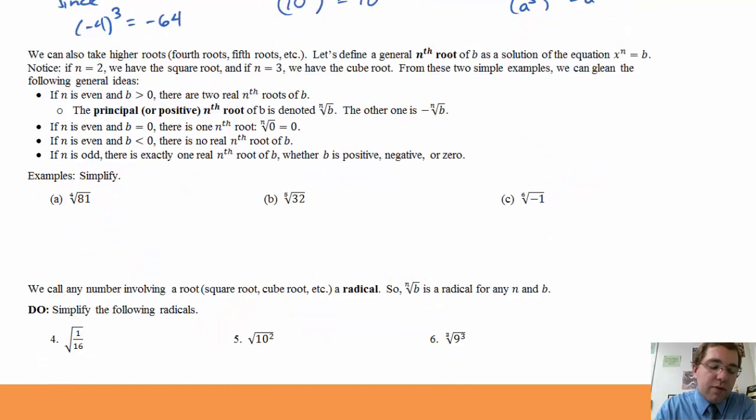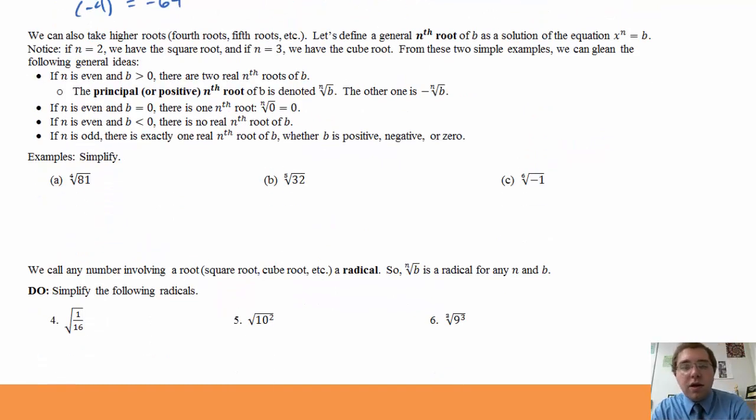We can also take higher roots, like fourth roots and fifth roots, etc. We'll generalize those and call those nth roots of b. And an nth root of b is a solution to the equation x to the n equals b. If n is 2, the nth root is really just the square root. If n is 3, the nth root is the cube root. And so we know how to do both of those. And we can glean from those information about higher order roots.